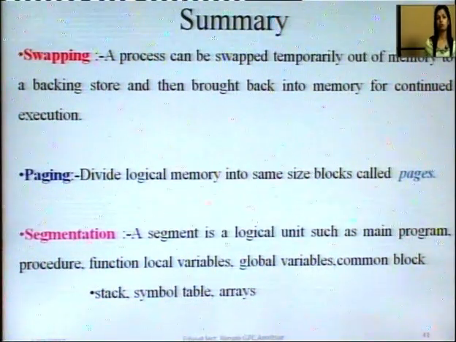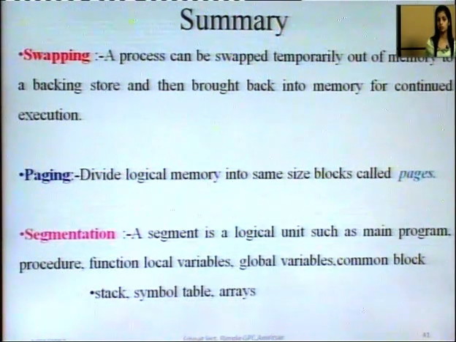Segmentation is a logical unit such as the main program, procedures, local variables, global variables, and common blocks. So segmentation is small logical units. It could be small procedures, functions, local variables, and global variables.